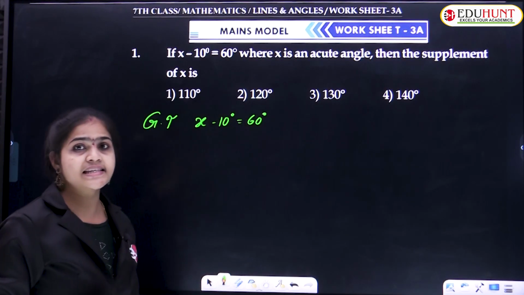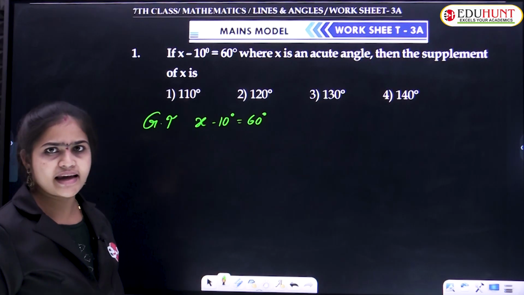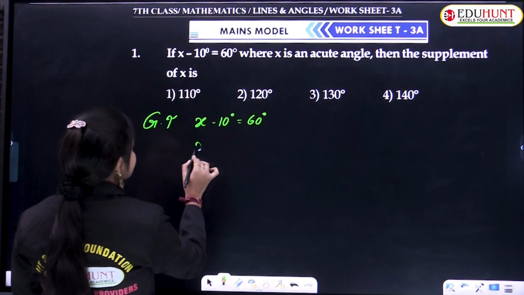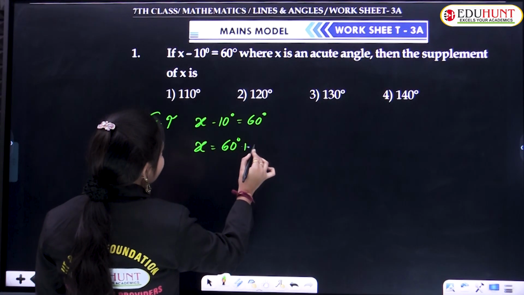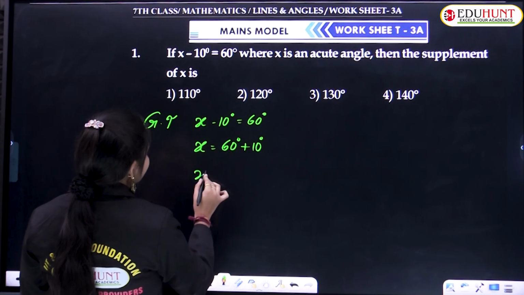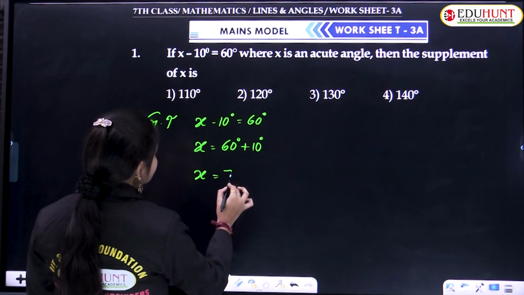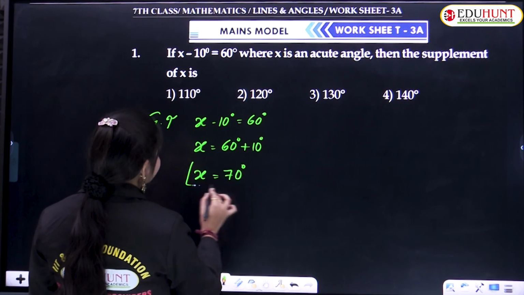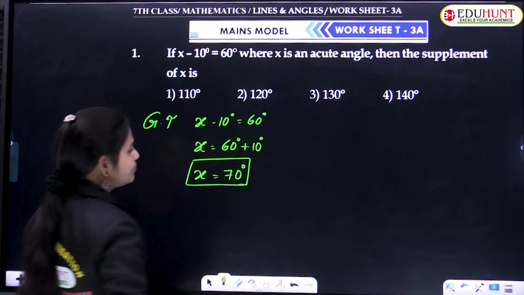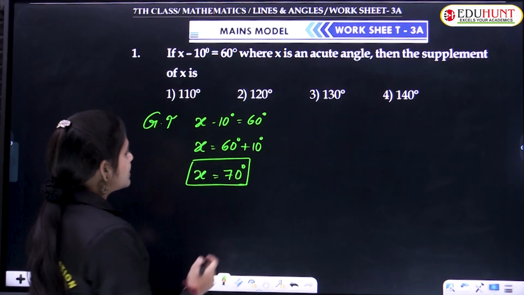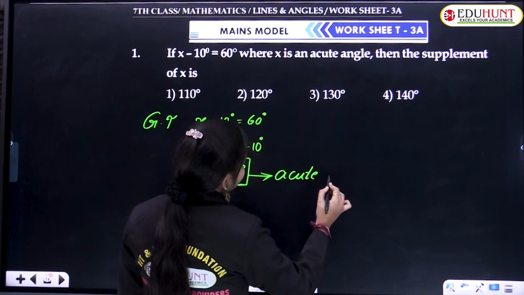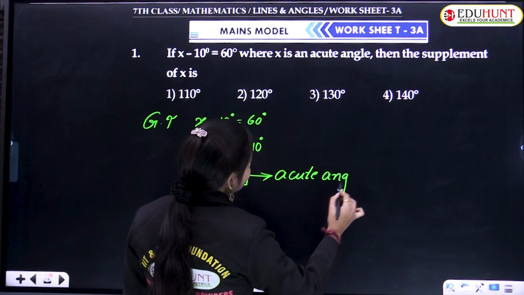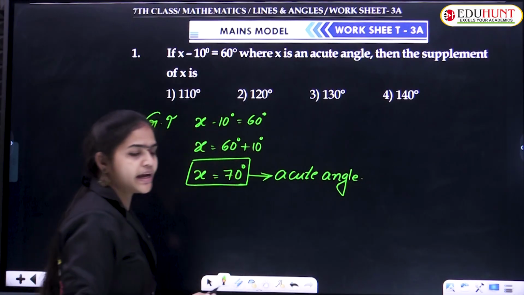Where x is an acute angle, obviously we will know that x is an acute angle only. See here, x is equal to 60 degrees and here minus 10 becomes plus 10 degrees. Then x is equal to 60 plus 10, which is equal to 70 degrees. How much did we get here? x is equal to 70. Obviously this is an acute angle only. What they said in the question, that is what we got here, that is an acute angle.